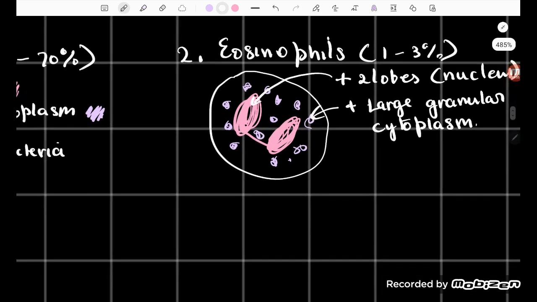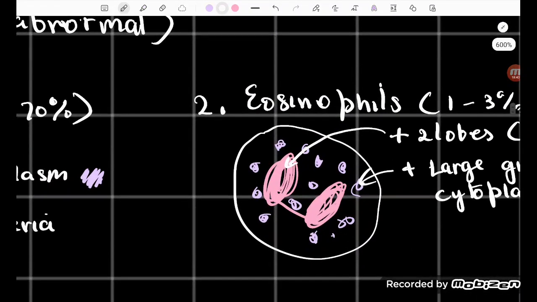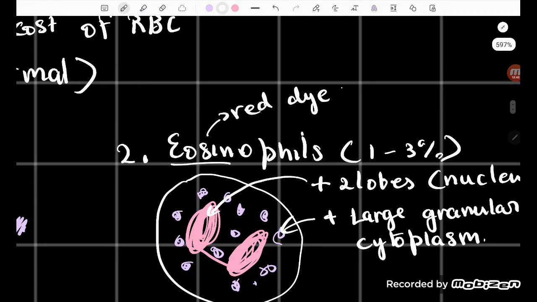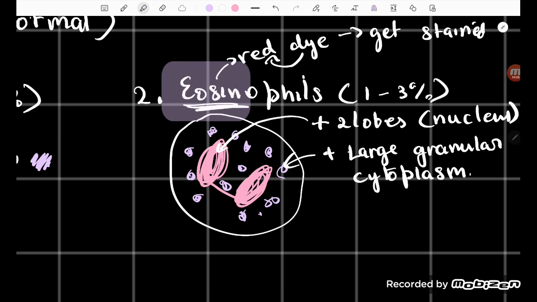Two points to remember: they are also called eosinophils because eosin is a red dye, and they get stained by it. Eosin is not itself a red color, it's a dye which technically turns this red. Eosin is the dye. Let me highlight that eosin is a dye.